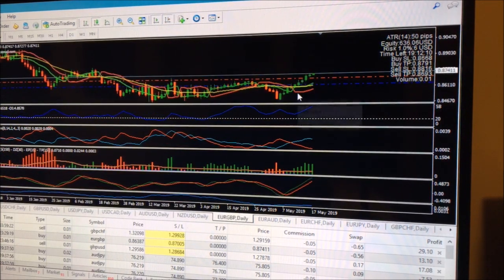All right, this is another trade that I entered. This is the Euro GBP. This one has also hit its first take profit level, and again, I set the trailing stop, so it's just following it all the way up as far as it goes.